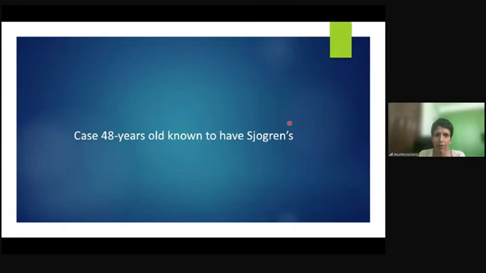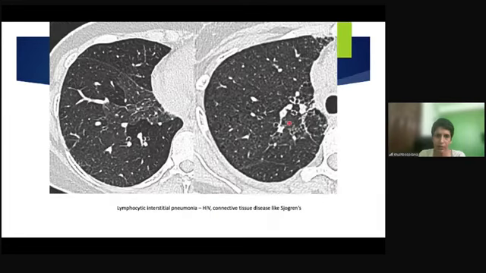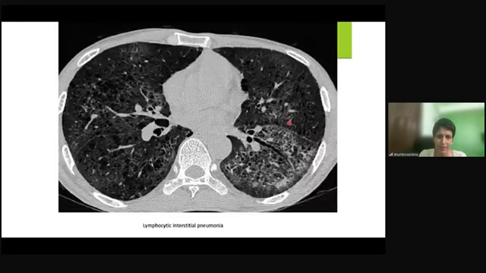Now, this is a straightforward 48-year-old, known to have Sjogren's. You see these ill-defined ground glass attenuations with interspersed cystic areas. So this is a typical lymphocytic interstitial pneumonia. This either occurs in a known Sjogren's patient, or a patient with HIV, or if the patient is immunocompromised. If the patient is immunocompromised or has HIV, then again a close differential is Pneumocystis jirovecii pneumonia.